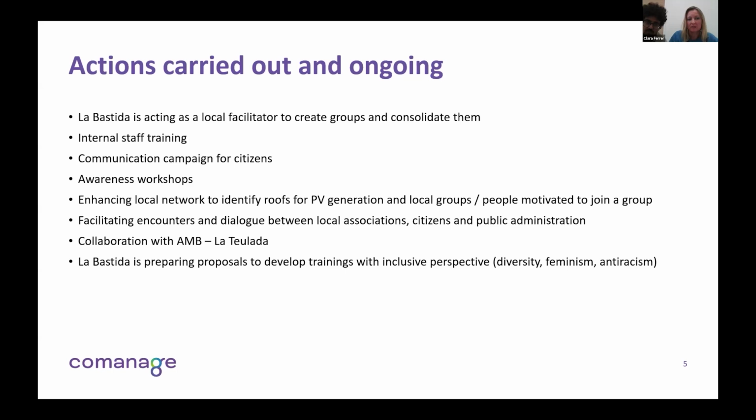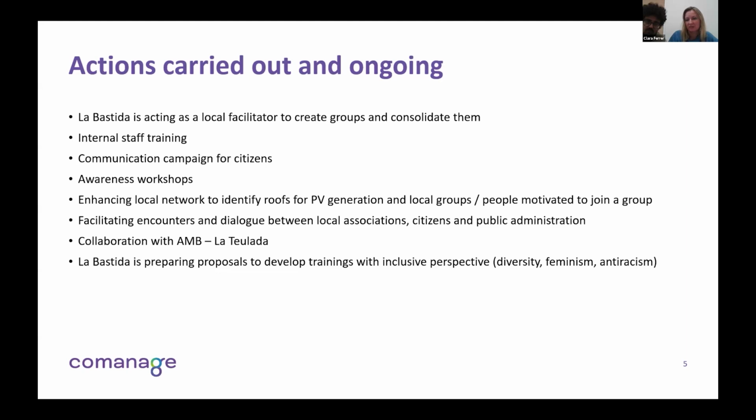We have done some training for the internal staff. We are a small team, we have done communication campaigns. We have done some workshops to raise awareness and to identify these motivated people. We are enhancing the local network to identify more roofs that can be generators and to motivate more people to join the first group that is already in process of being consolidated.